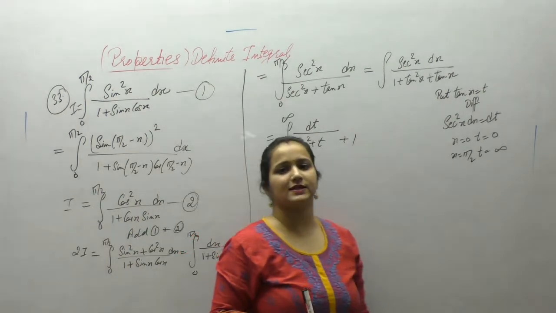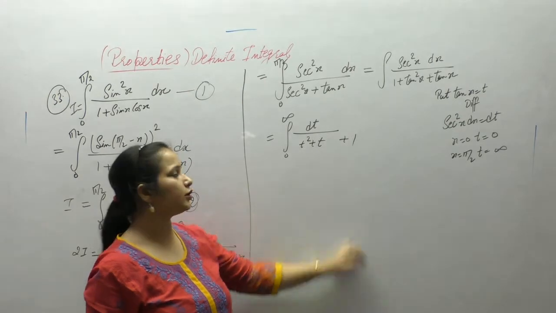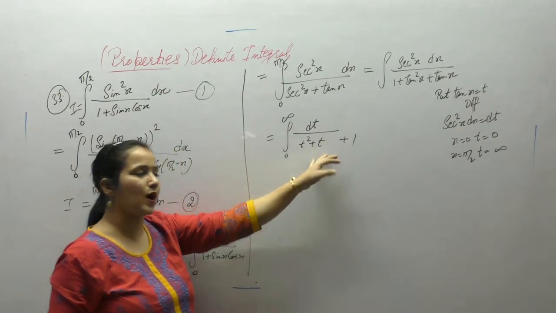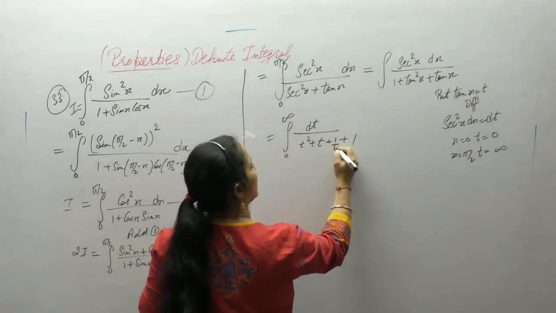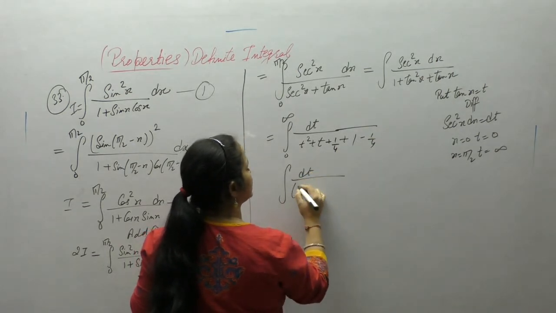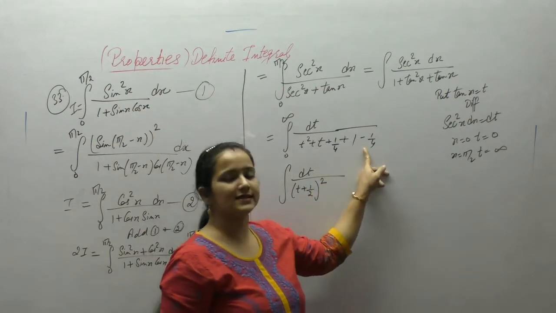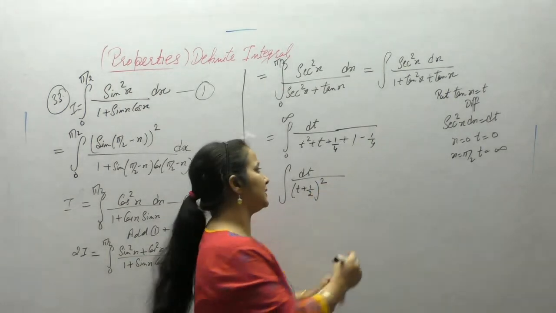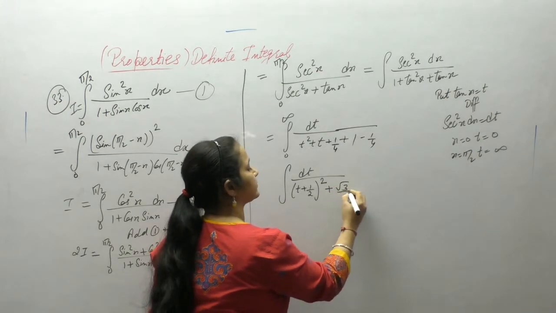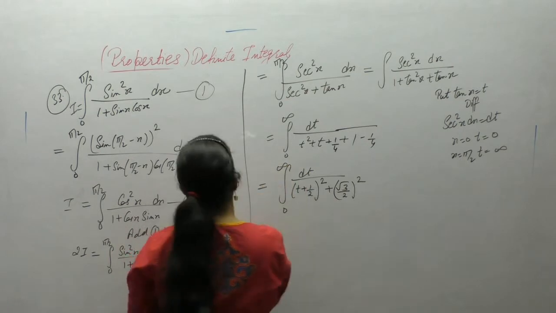To complete the square, add and subtract the square of half the coefficient of t. The coefficient of t is 1, so add and subtract 1 by 4. dt upon t plus 1 by 2 whole square. Take the LCM here: 4 minus 1, 3 by 4. We can write it as root 3 by 2 whole square.